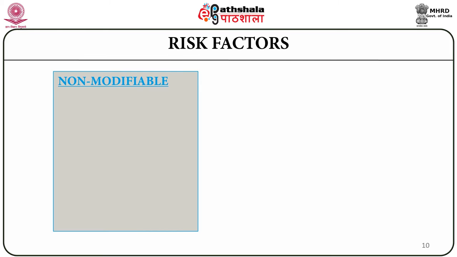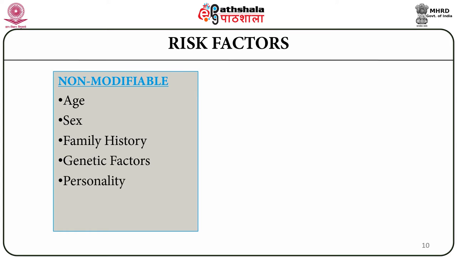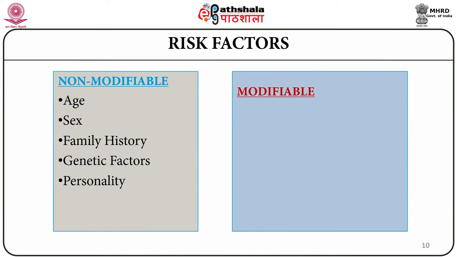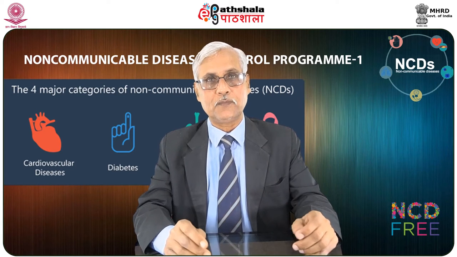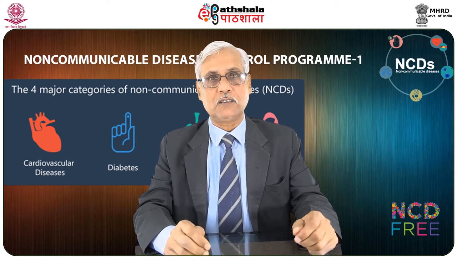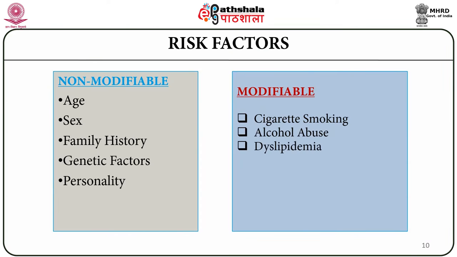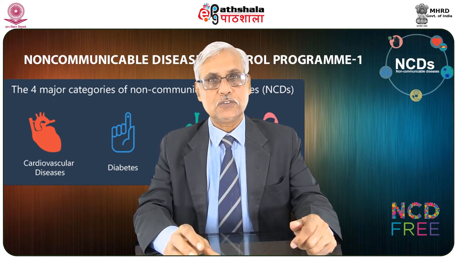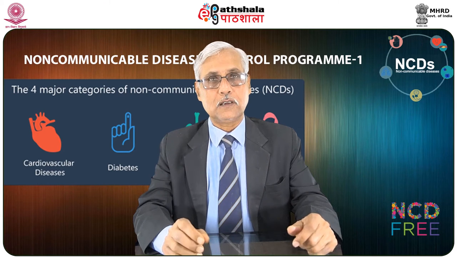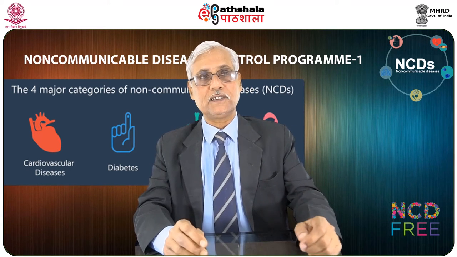Now, coming to the risk factors, they are non-modifiable, like age, gender, family history, genetic factors, personality. There are two types of personality, A personality and B personality, and A personality people are very aggressive. There are modifiable risk factors of non-communicable disease, like cigarette smoking, alcohol abuse, dyslipidemia, sedentary lifestyle, stress, environmental risk, inability to avail preventive health care services. So these modifiable factors serve as the basis to start preventive measures.